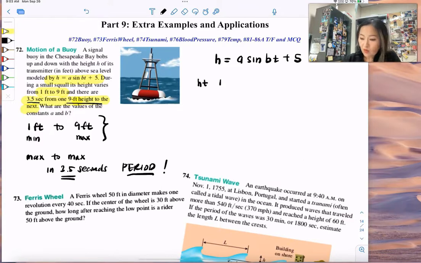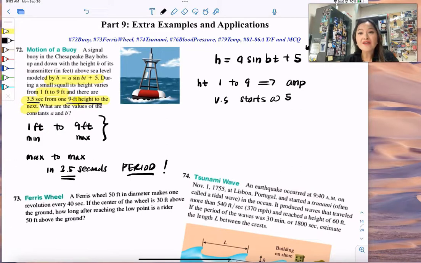So we're going to go height 1 to 9, okay? That implies that the amplitude, remember, it starts at 5. So what's the distance from 5 to 1 and 5 to 9? I think you guys are getting it. A equals 4. Woo! A is finished. Awesome. Okay.